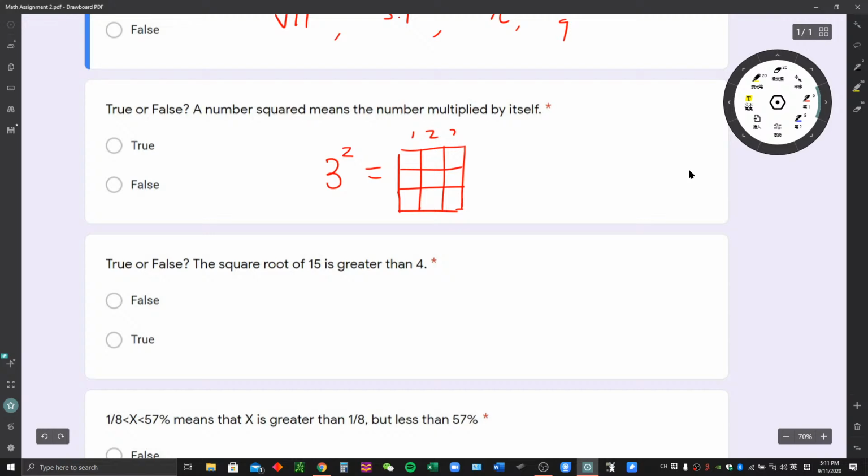One, two, three. So this is 3 squared. And as you can see, the area of this is 3 times 3. So when a number is squared, it means the number multiplied by itself. So this is true.